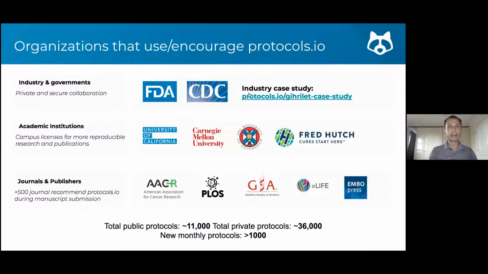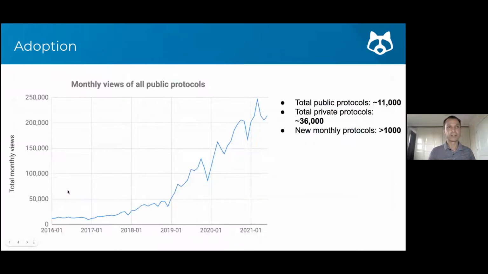And both, the industry and government use, that's both for open sharing and for internal collaboration that we'll talk about in a second. And at the bottom, you can see there are over 500 biomedical journals that actually recommend and encourage use of protocols.io when you submit a research paper. And more funders are starting to do the same.